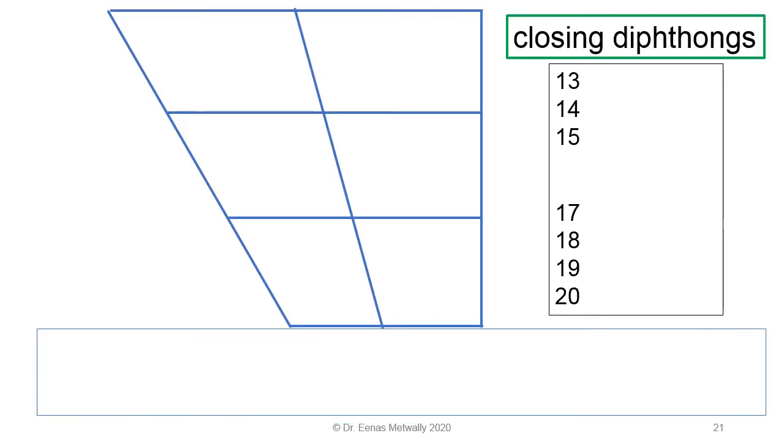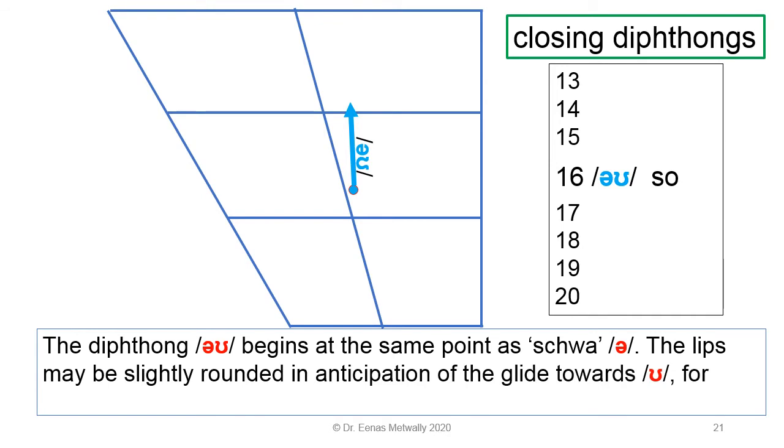The diphthong O starts at the same position as the schwa, and then there is a glide towards the closer vowel U with some lip rounding to produce the diphthong O.